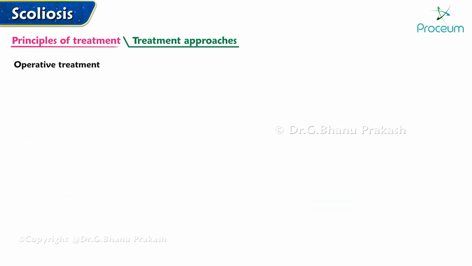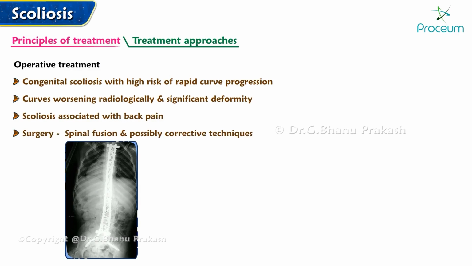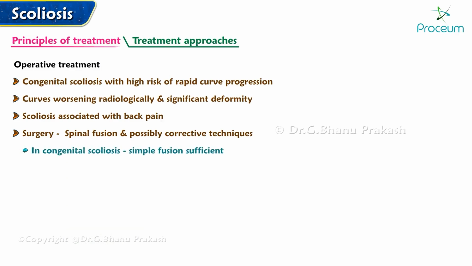Now for operative treatment. Indications for surgical intervention include congenital scoliosis with a high risk of rapid curve progression, curves that are worsening radiologically and likely to cause significant deformity, and scoliosis associated with back pain. Surgery often involves spinal fusion and possibly corrective techniques. In congenital scoliosis, simple fusion is usually sufficient.